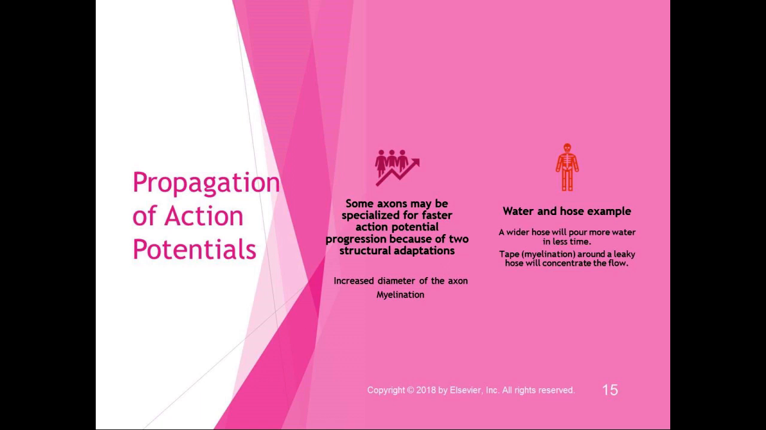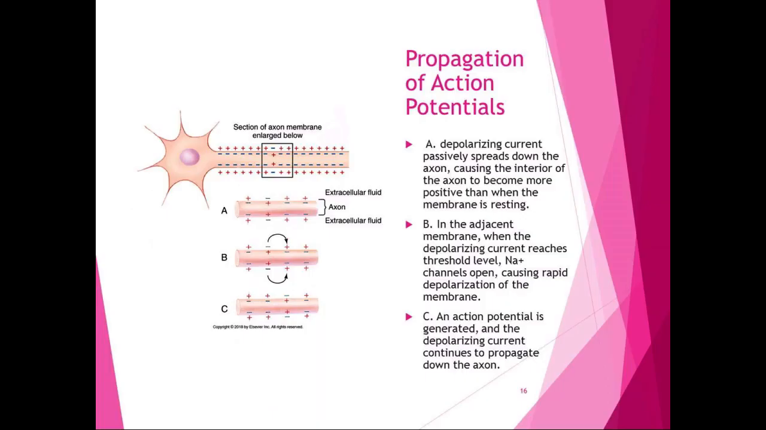So the change in electrical potential in the passive component of propagation: the electrical potential spreads passively along the axon to the adjacent region of the membrane. And when it reaches the threshold, another action potential is generated and continues spreading along the axon. So the depolarizing current passively spreads down the axon, causing the interior of the axon to become more positive, or less negative, if you want to think of it that way.